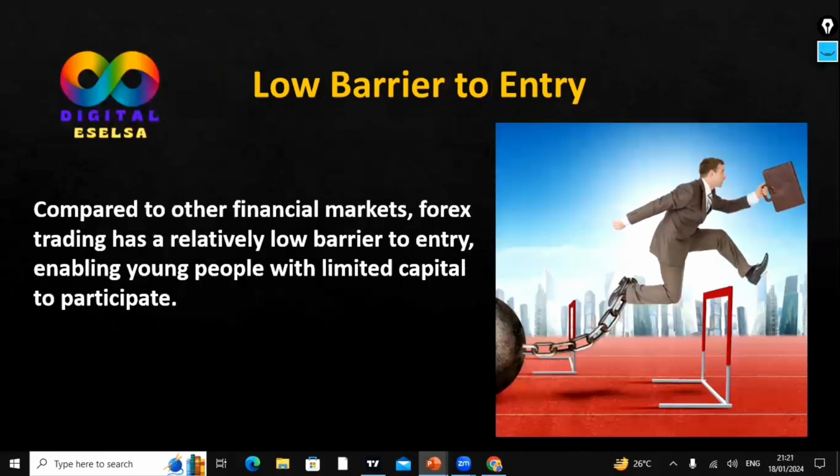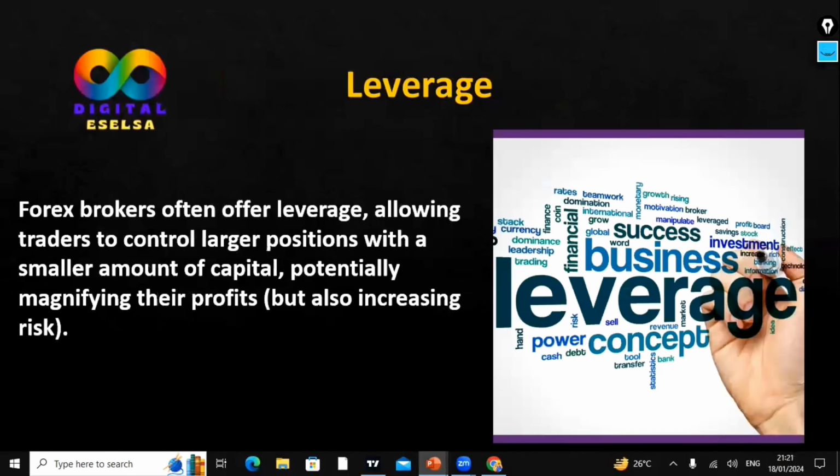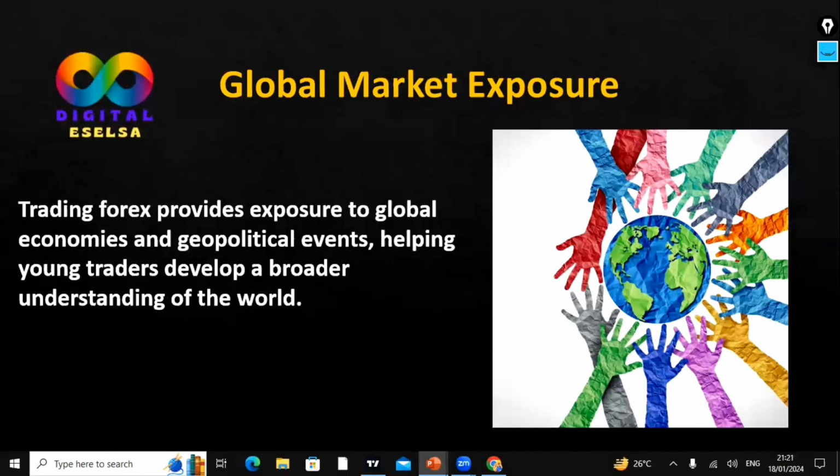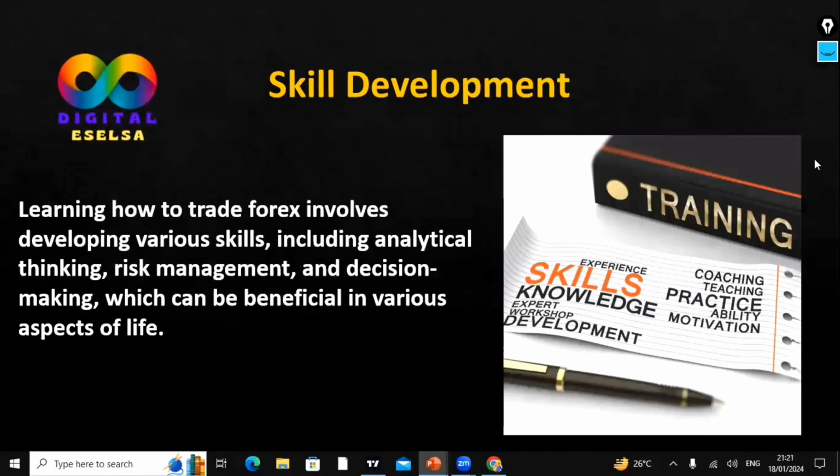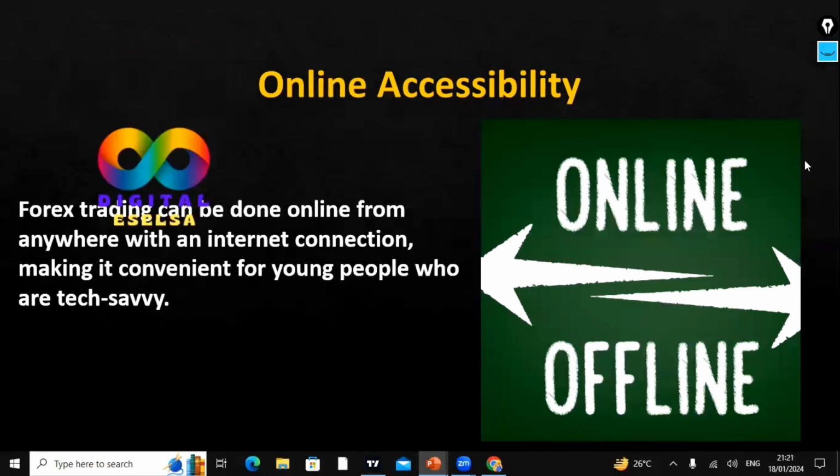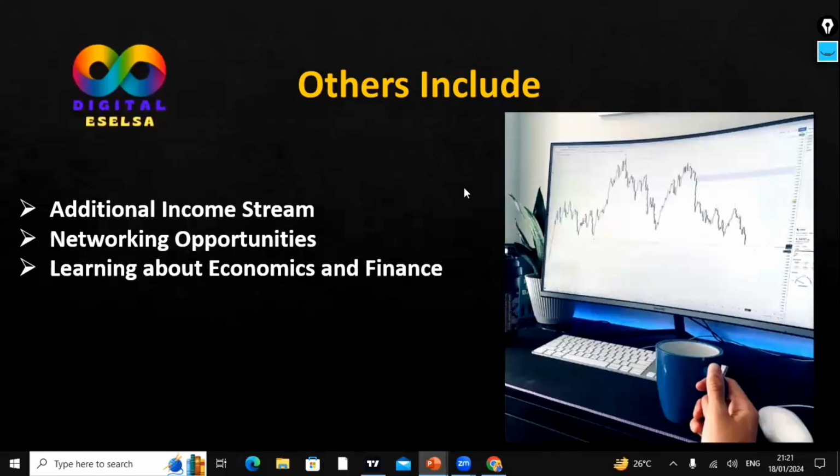Flexibility, low barrier to entry, leverage, global market exposure. These are the reasons. Key development. I will still send you this PDF so that you have a personal copy for yourself. Online accessibility. Forex trading can be done online anywhere with an internet connection, making it convenient for young people to participate. Those that are tech savvy can participate.